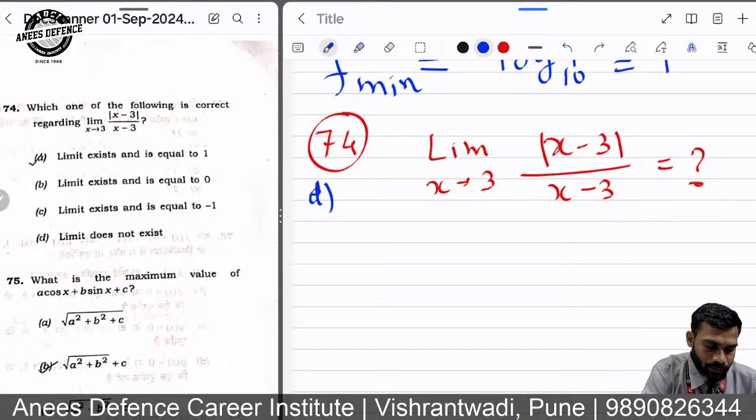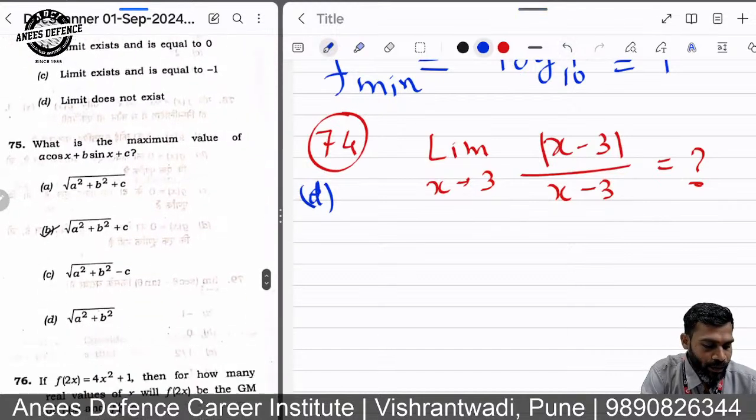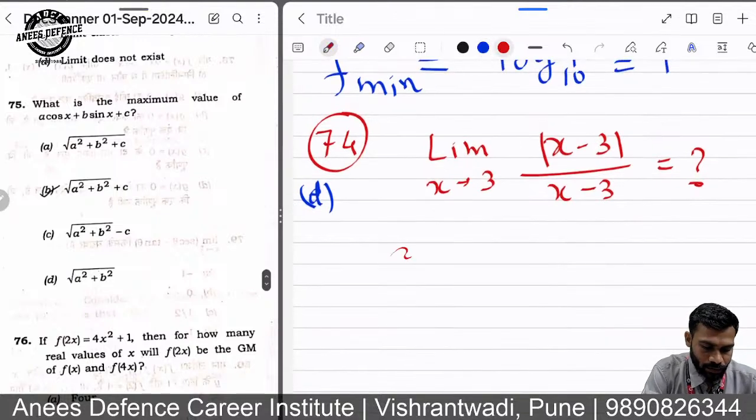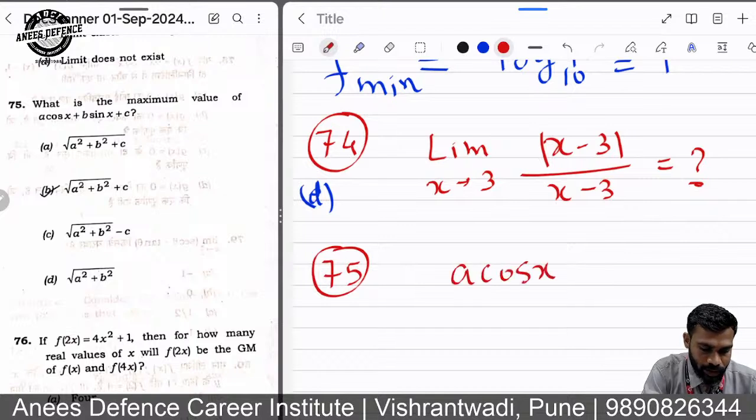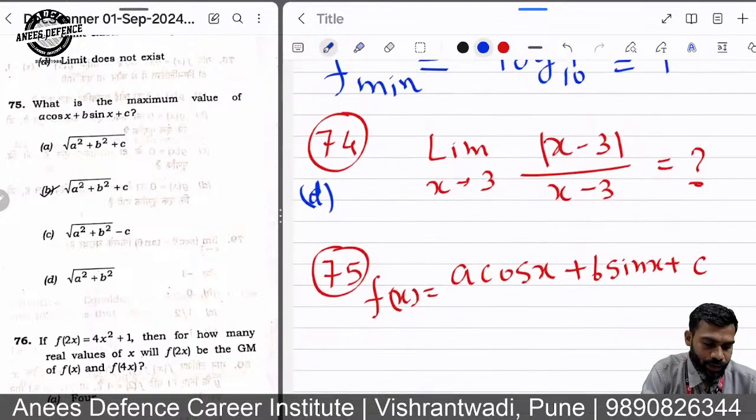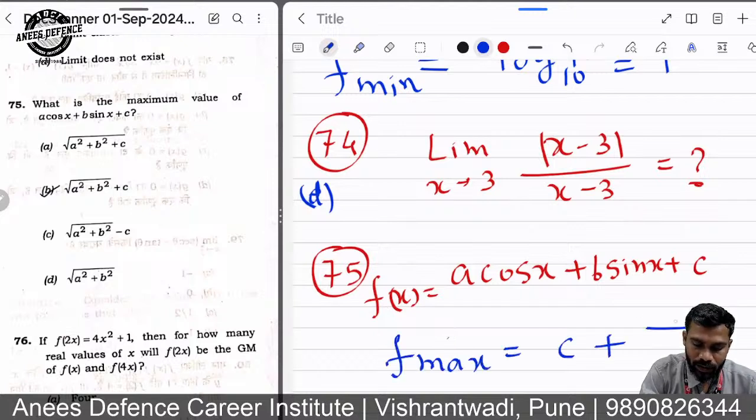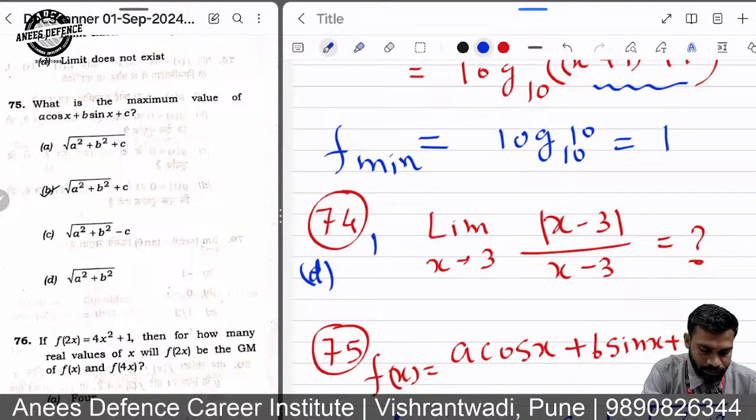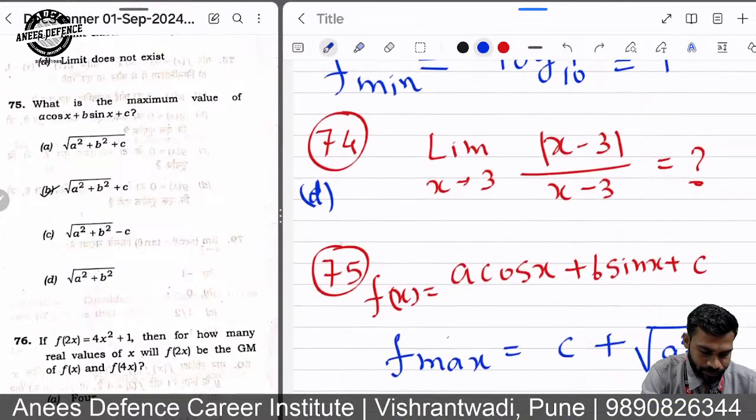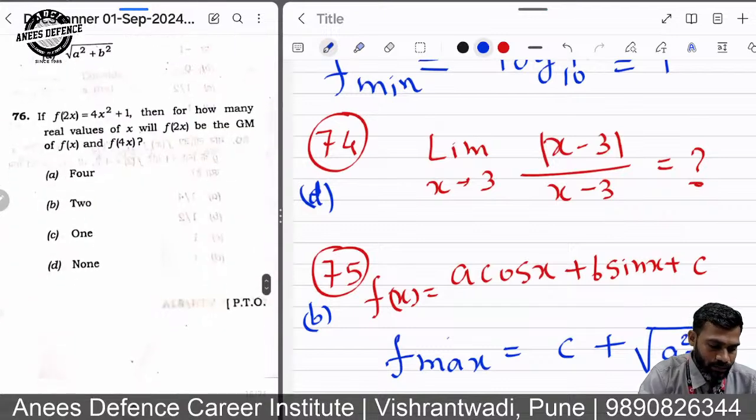Question number 74. Now 75. Very easy. What is there in 75? We have got a cos x plus b sin x plus c. This is the function. Now, what is the maximum value of this that we need to find? We have a direct result. So f max will be c plus under root a square plus b square. So B is the right option. Next, 76.